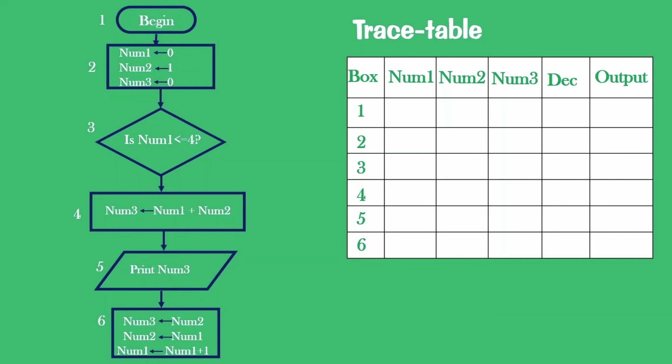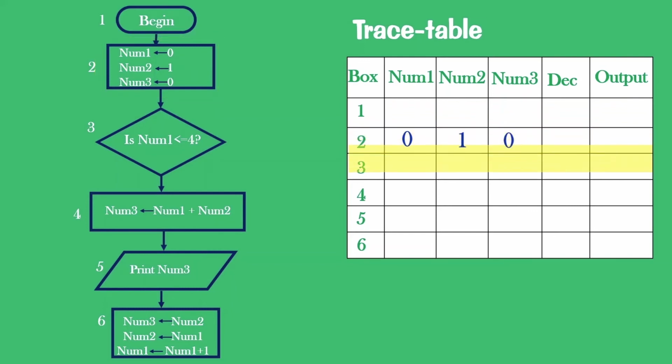Right, viewers, can we now go through the trace table. Let's go through the steps. Step number 1, we will ignore this because it shows the beginning of the flowchart. Now let's go to step number 2. We enter 0 in num1, 1 in num2, and 0 in num3.